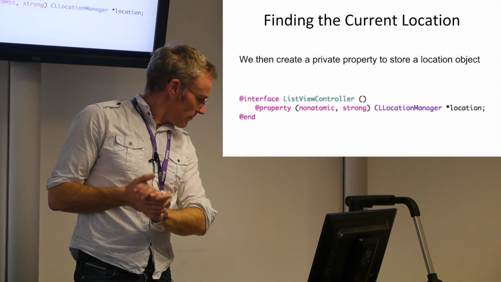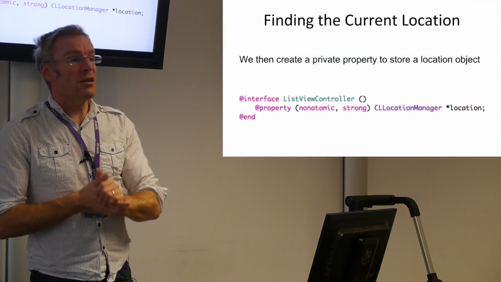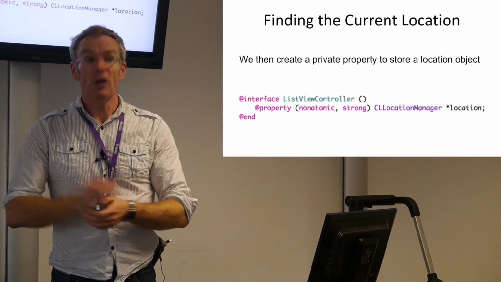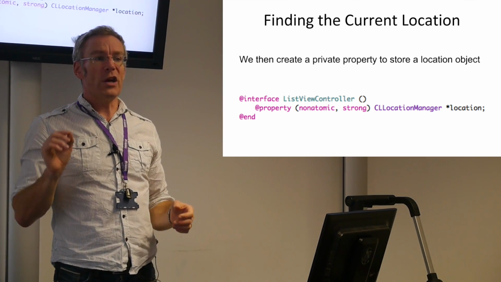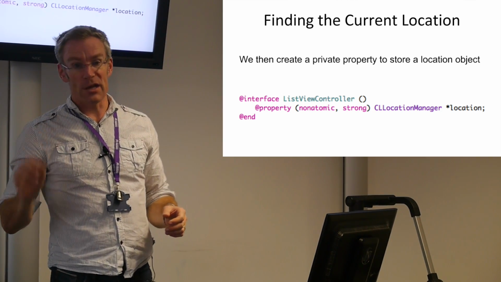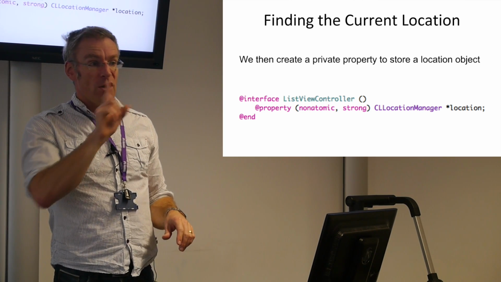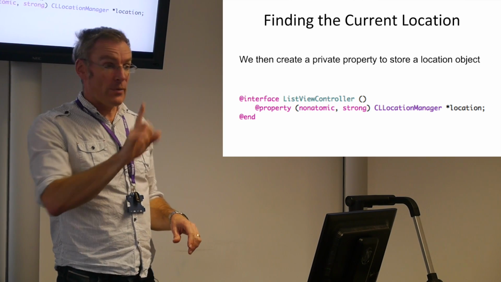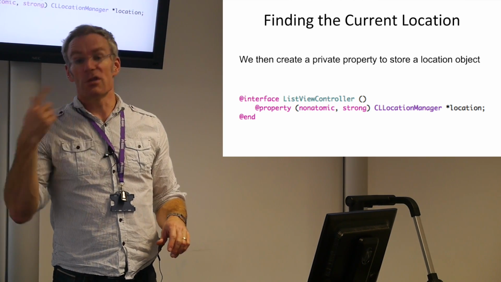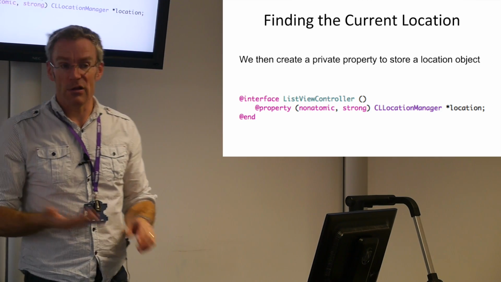Okay. Now, this is the key to finding the current location. You have an object called a CLLocationManager object. You need one of those for your application, and it's a singleton. So basically, you have one to manage the whole application.